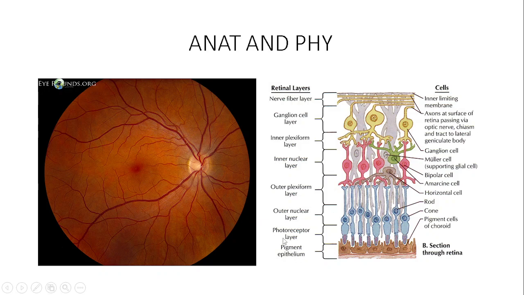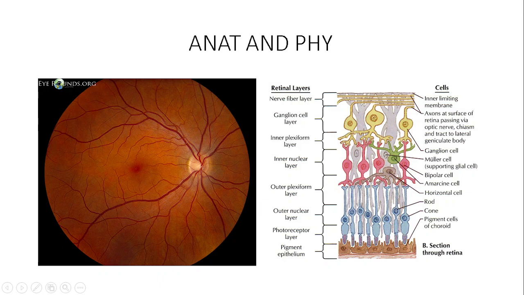Remember, photoreceptors have inner and outer segments. Remember this very well. Displayed to my right are certain important structures. This is the axon at the surface of the retina passing via the optic nerve. Look at how they have been displayed horizontally. Ganglion cells are found here. Look at the Müller cells, they span the whole length of the retina, the gray colored ones, giving it support.